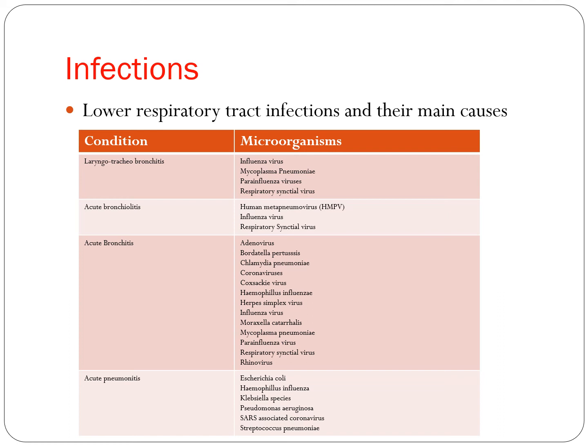The infections you can see in COPD patients are normally lower respiratory tract infections, mainly laryngotracheobronchitis, acute bronchiolitis, acute bronchitis, and acute pneumonitis. Laryngotracheobronchitis and bronchiolitis are mostly caused by influenza virus, mycoplasma, or respiratory syncytial virus. Acute bronchitis cases are seen with adenovirus, coronavirus, Coxsackie virus, influenza virus, rhinovirus, and Mycoplasma pneumoniae. Acute pneumonia is seen with Escherichia coli, Klebsiella species, Pseudomonas aeruginosa, SARS, and Streptococcus pneumoniae.